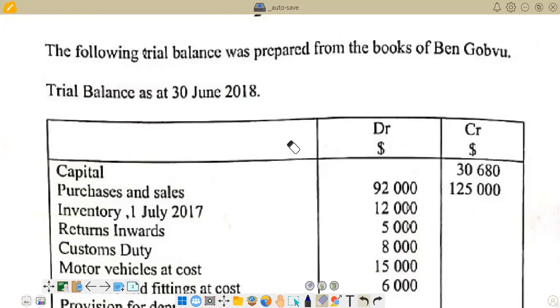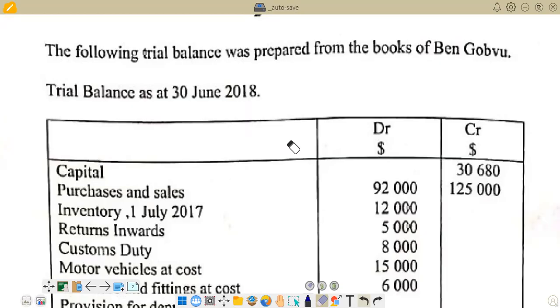Today we want to look at a question paper that was written in 2020. This is question number one on that paper. The question requires us to prepare an income statement, and it also goes on to ask for the preparation of a balance sheet. So this is a sole trader or a sole proprietor, that is one person operating a business. Remember, we've got three types of business: a sole trader, a partnership, and a company.